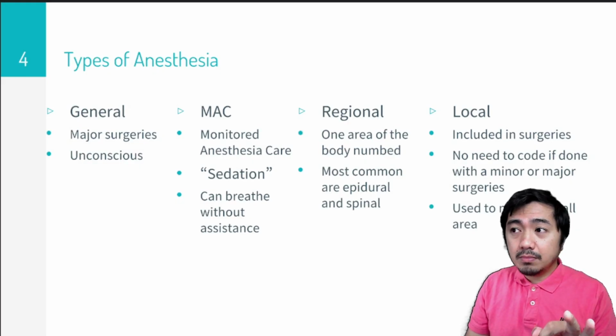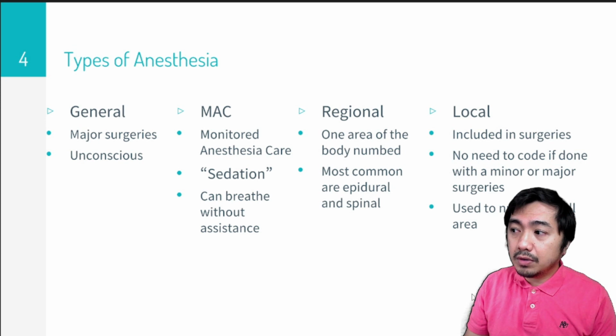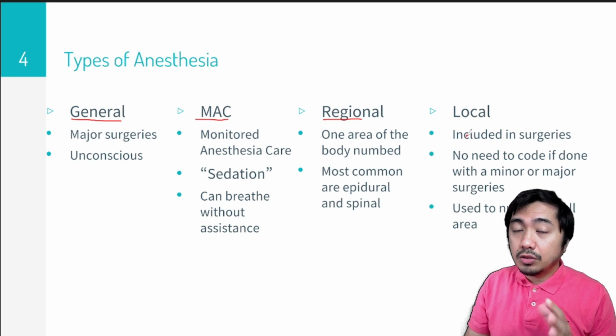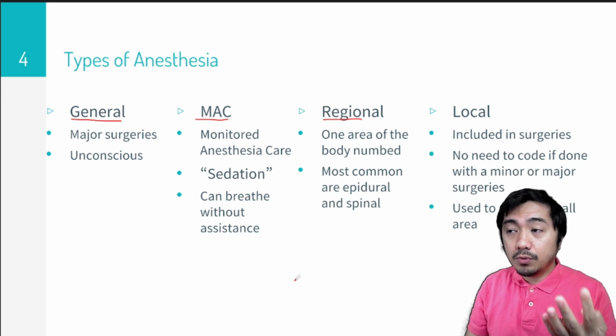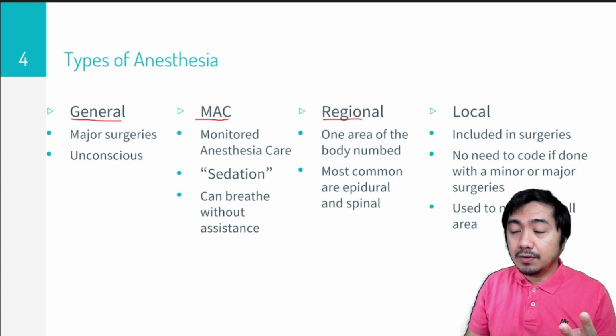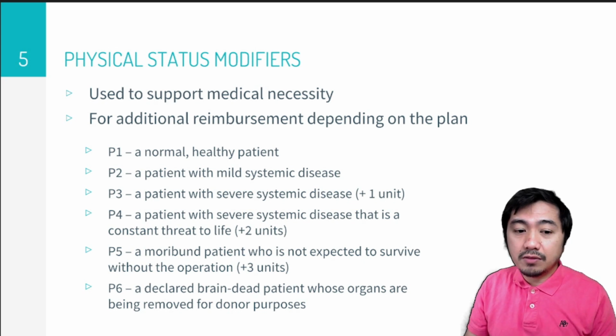So we have 4 of them, okay? But again, whenever we will be coding anesthesia codes, we will only think of these first 3, which are your general, your MAC or monitored anesthesia care, and your regional, but your local will not be coded. Why? Because it's already included in most of the surgeries, whether it's minor or major, all right? No need to code if done with the minor or major surgeries, okay? So just check the slide here in order for you to know what's the difference between these 4 types of anesthesia, okay?